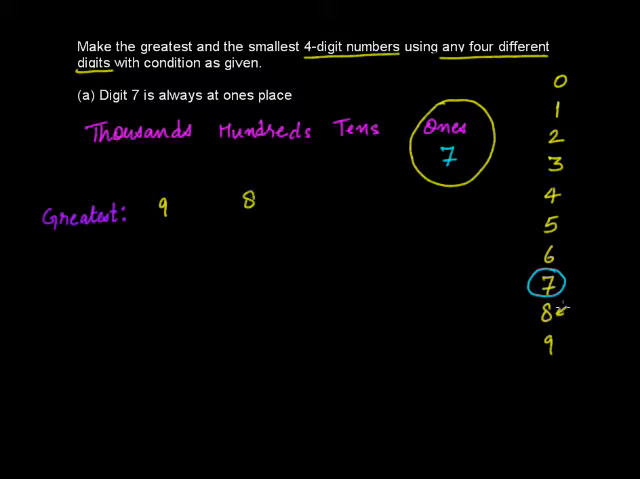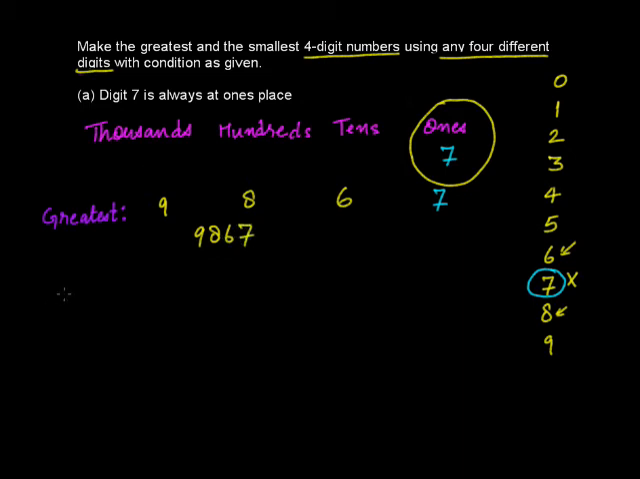Which is the next greatest digit after 8? 7. But we cannot use 7 as 7 has been fixed for the ones place. So we cannot take this. Which is the next greatest number after 7? 6. So we'll use this. 6 at the tens place and 7 at the ones place. It is fixed here. Therefore the number is 9, 8, 6 and 7.